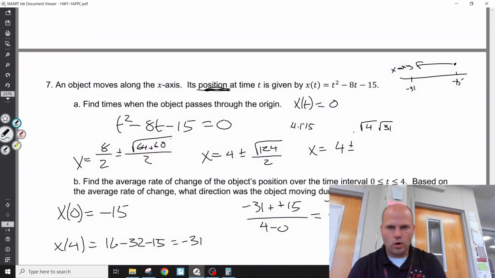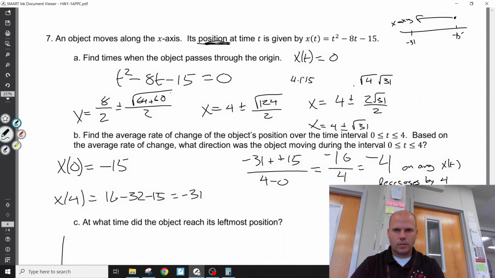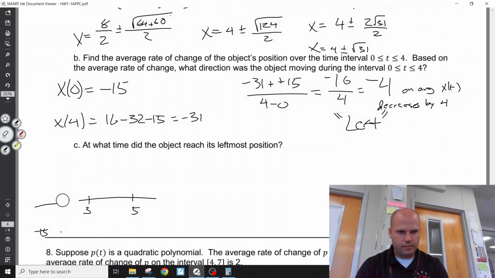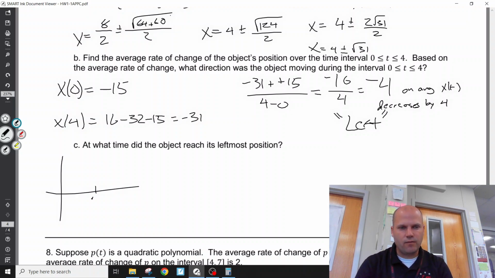4 times 31 is 124, so I got 2 root 31. So I get 4 plus or minus root 31. I was wrong with this graph. Root 31 is a little bit less than 6. My vertex is at 4.